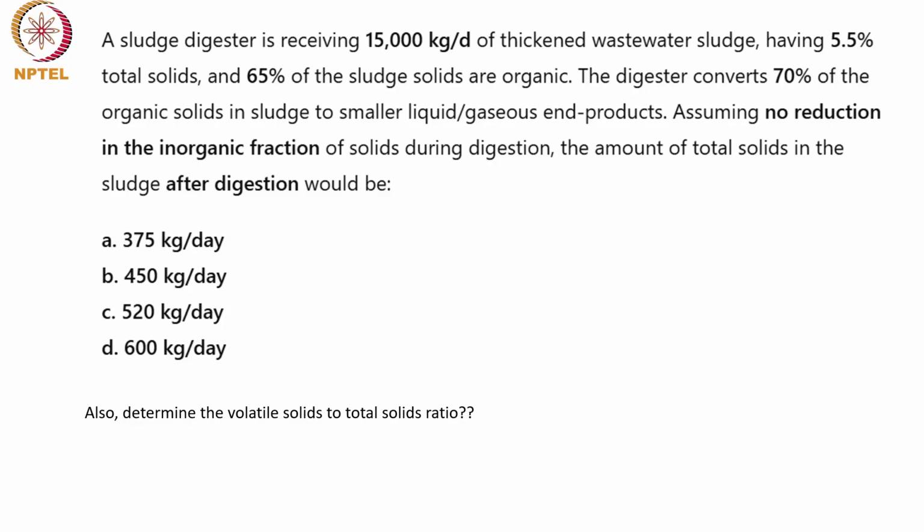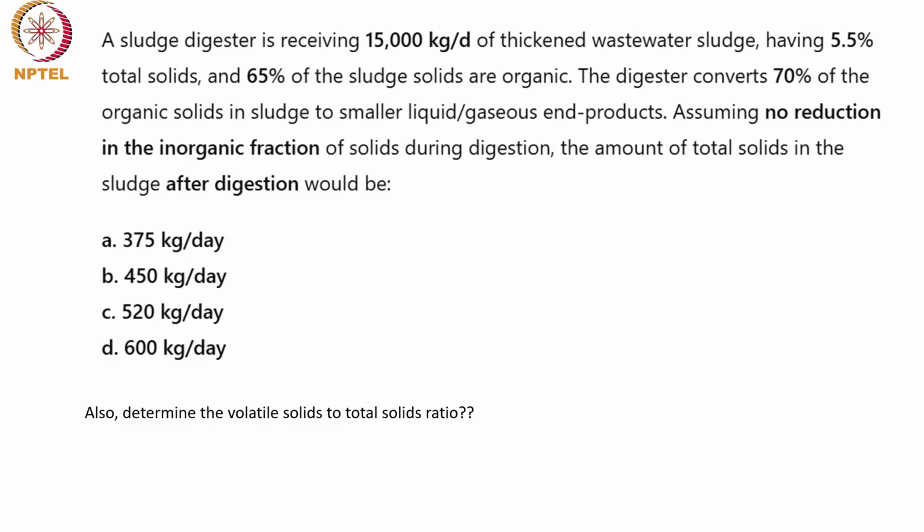Ma'am, could you please explain this second part, 15,000 into 5.5%, is this the solids? And 30% of 65%, how have you made this formula, and above that also? Can you explain, please?